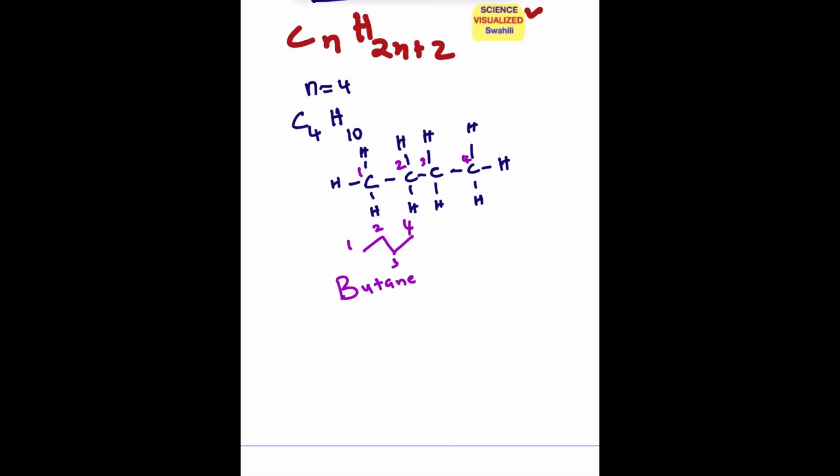For cyclic system, the formula is CnH2n, and now that n is 4, it will be C4H8. And the structure for that is going to be this: 1, 2, 3, and 4. And the name now is cyclobutane.